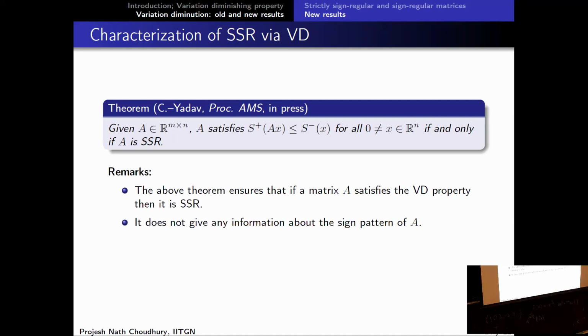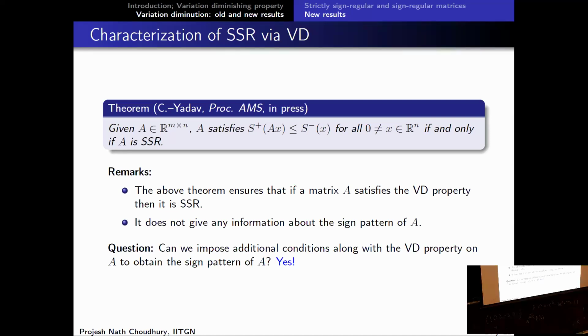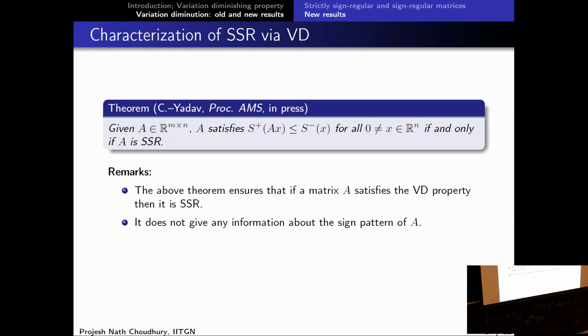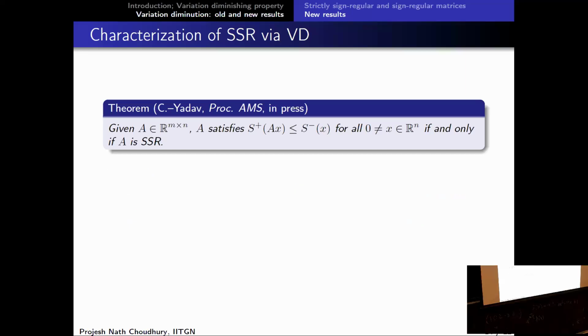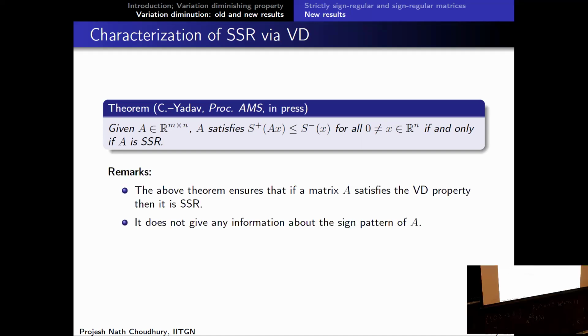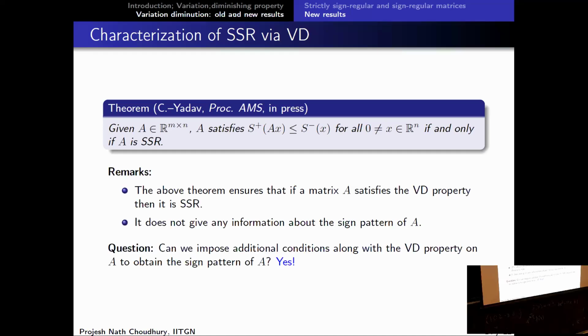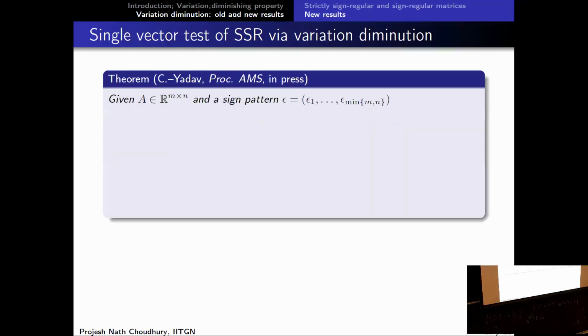So again, the question is now: if you remember the statement for totally positive matrices, Gantmacher-Krein included some additional hypothesis, and using this they identified the sign pattern of the matrix, that all the signs are positive. So in this statement, can we add some more constraints and identify the sign pattern of this matrix? The answer is yes, and here is our result.